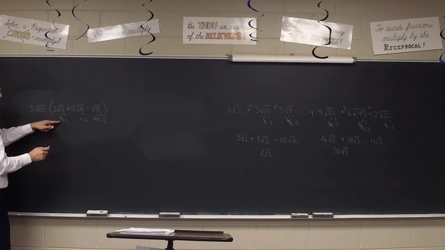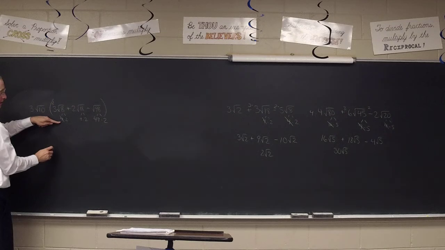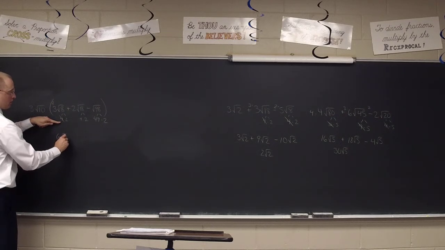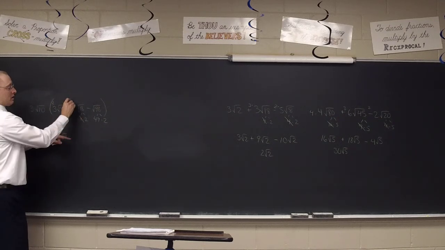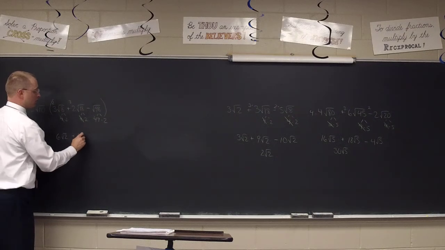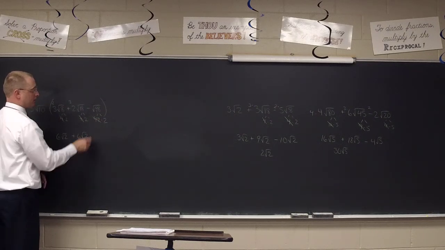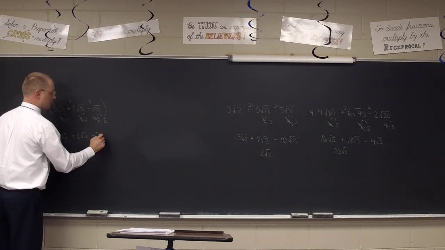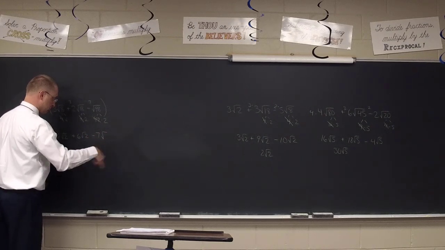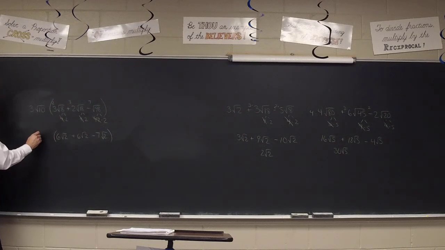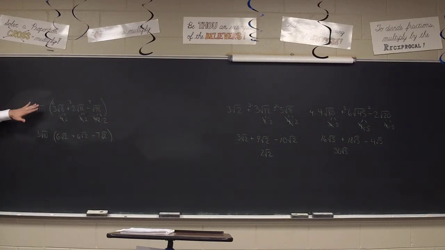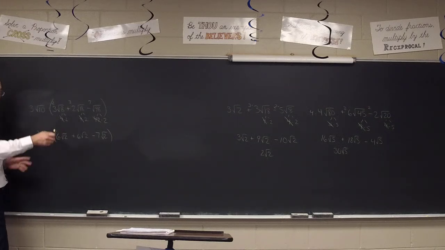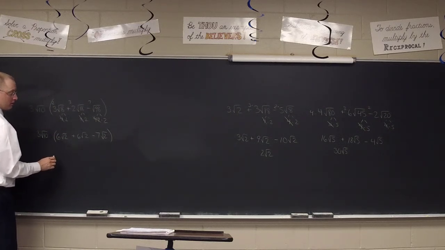We're going to pull out a 2 times the 3, 6 times the square root of 2. Pull out a 3 times the 2, 6 times the square root of 2. And pull out a 7 to get negative 7 times the square root of 2. There we go. And rather than doing the distribution, which normally I would, to be fair, here we can actually combine all of these together first. 12.